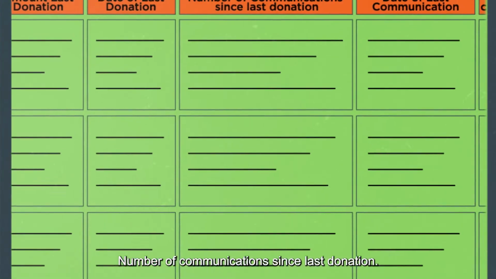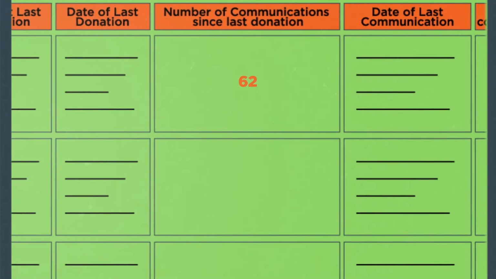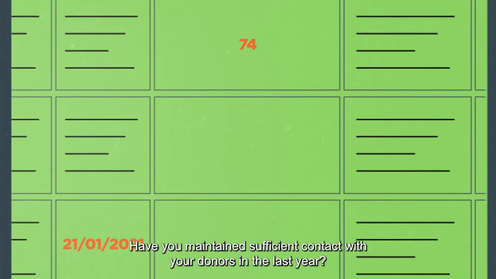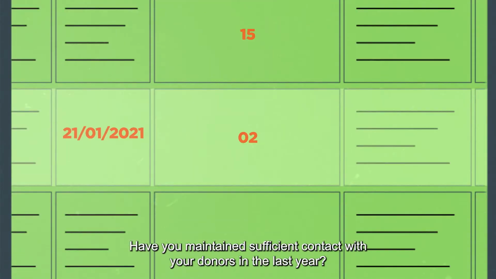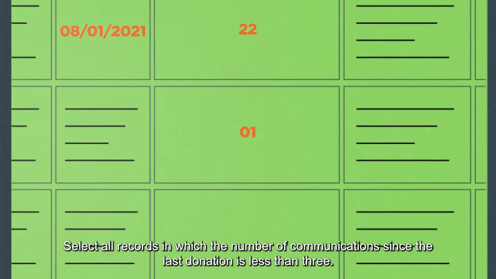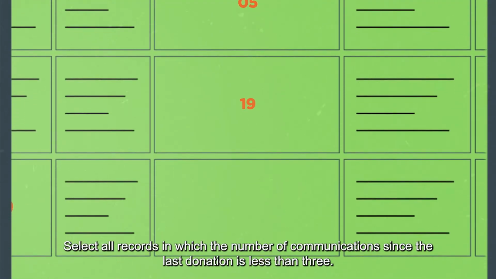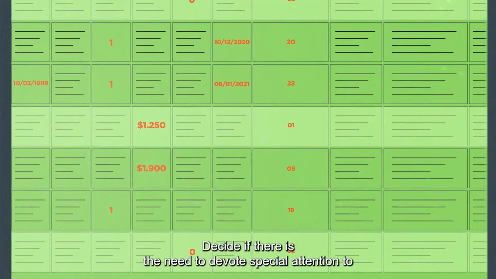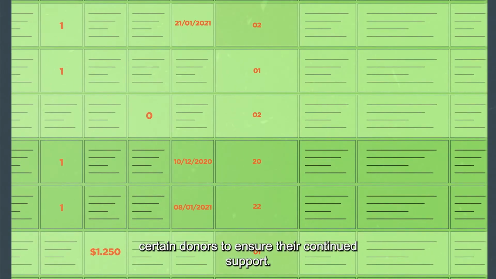Number of communications since last donation. Have you maintained sufficient contact with your donors in the last year? Select all records in which the number of communications since the last donation is less than 3. Decide if there is a need to devote special attention to certain donors to ensure their continued support.